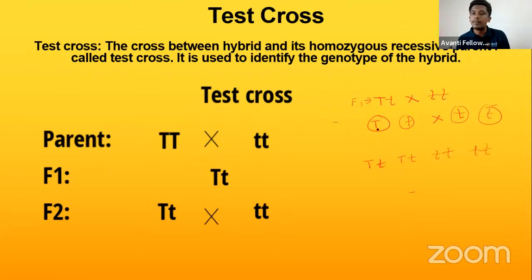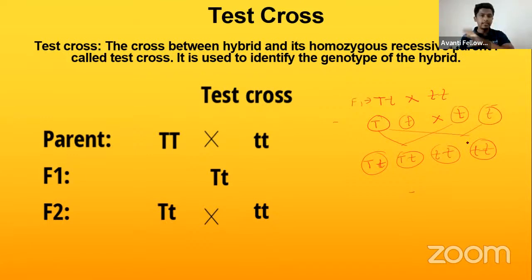So how did I get this? You already know. You just do this, right? You just cross like this and then you write it here. So if you see here, we got the tall plant and we also got the dwarf plant. So that means if the dwarfness appears when I do a test cross, that means the F1 generation, or whatever plant I crossed with the homozygous recessive plant, is a heterozygous plant.